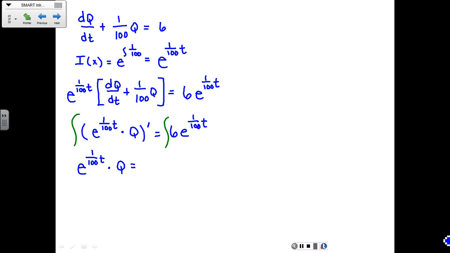I'm going to let you guys help me on the right side. Your u would be 1 over 100 t, right? du would be 1 over 100. Compensation would be 100 times the 6, so 600 e to the u, so e to the 1 over 100 t plus c. So Q would equal what?